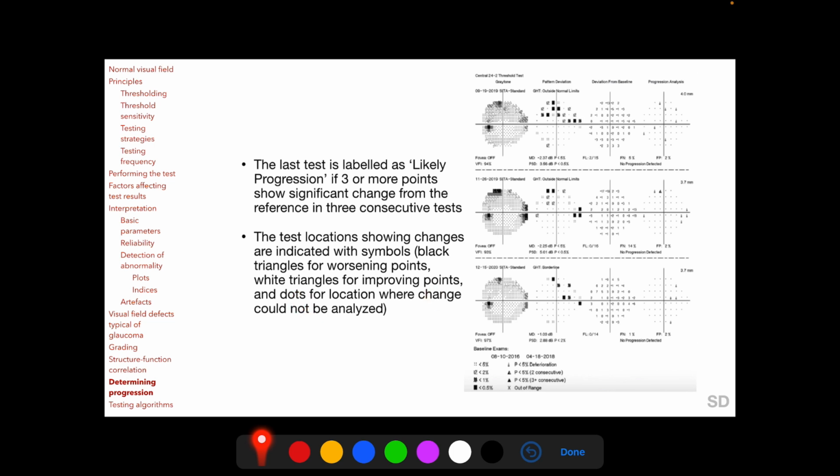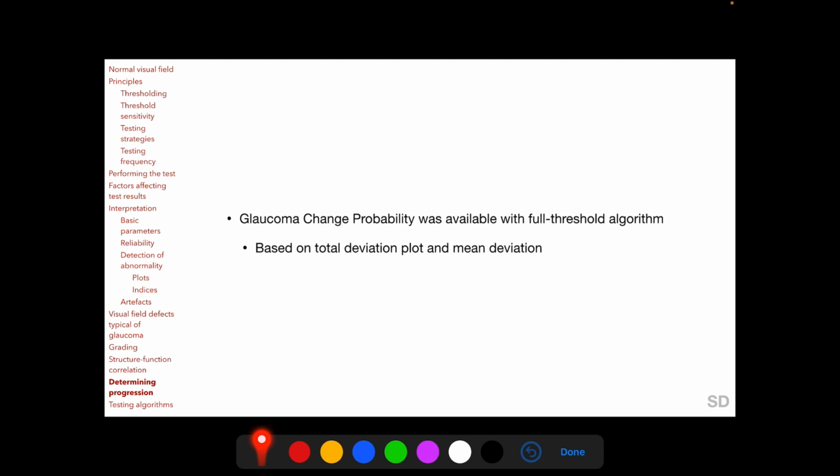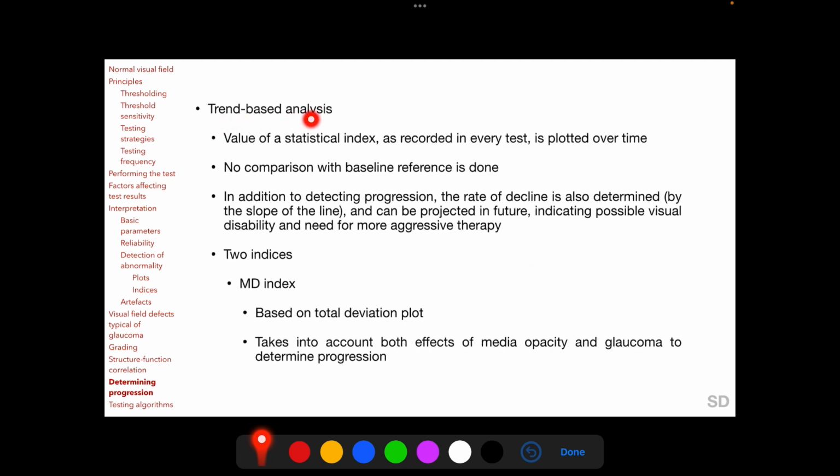Prior to GPA software, the glaucoma change probability was available with the full threshold algorithm, and it was based on the total deviation plot and mean deviation and not on the pattern deviation plot. In trend-based analysis, the value of a statistical index as recorded in every test is plotted over time. So no comparison with baseline reference is done in trend-based analysis.